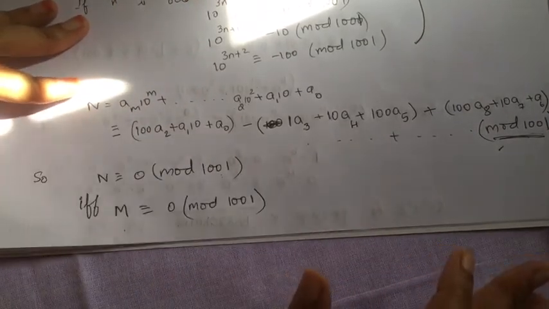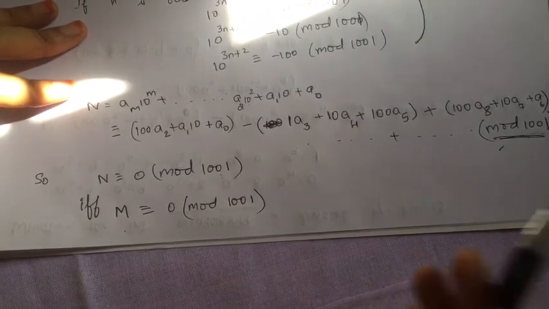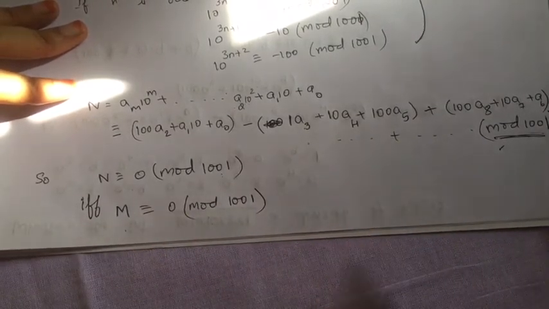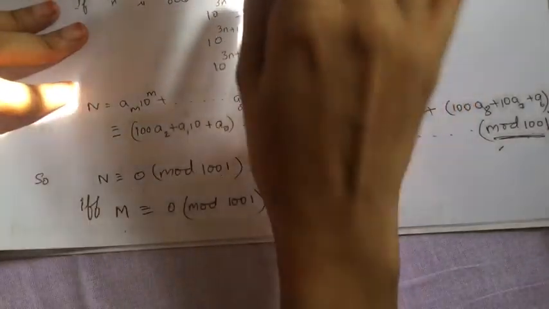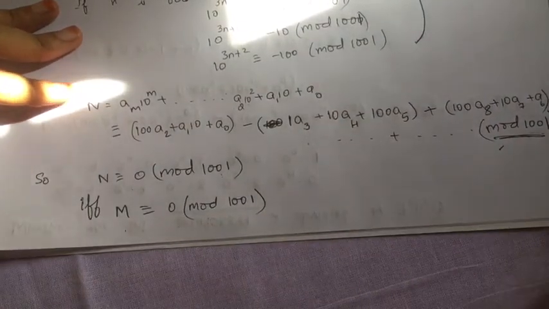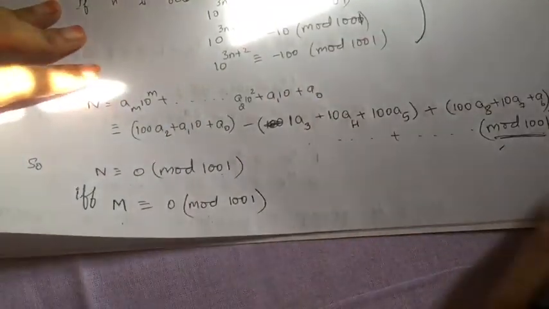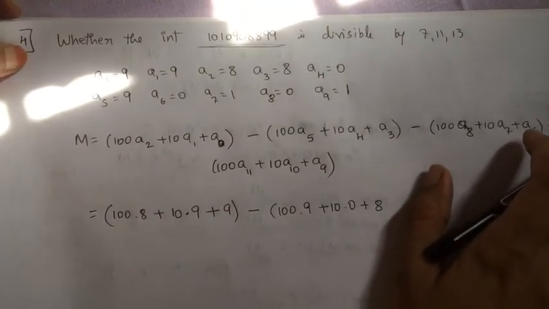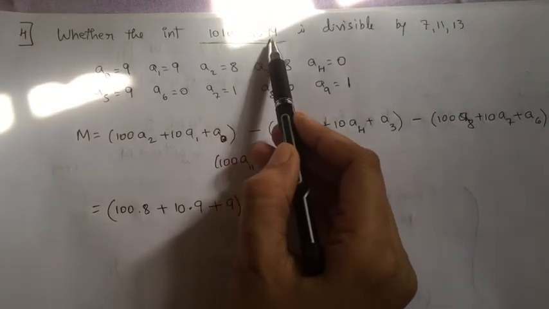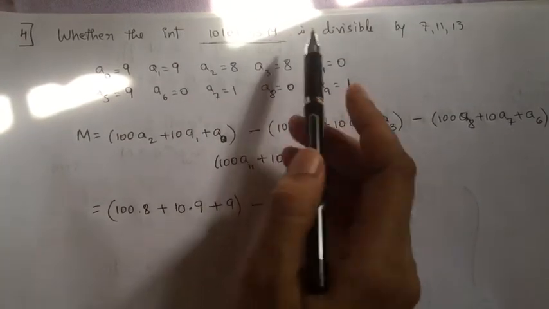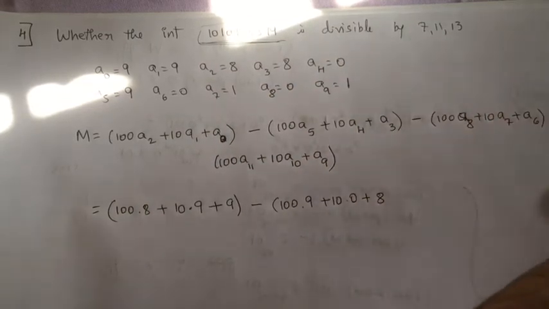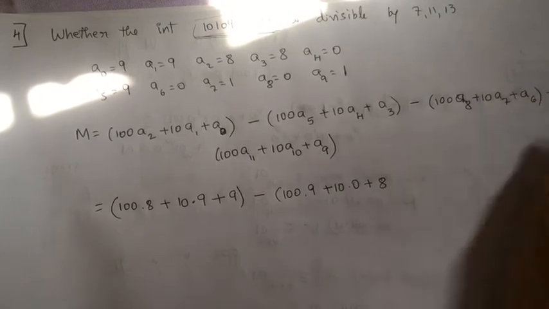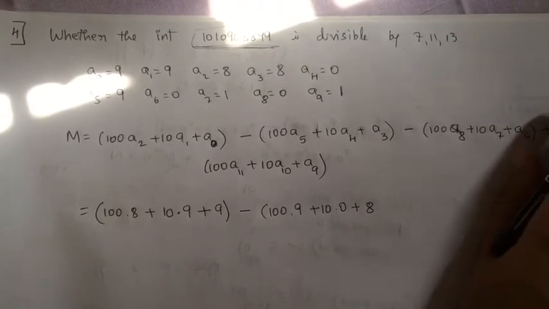All three numbers. Okay, if it is asked only 7, then you can expand the number to the base 8 and you can follow the previous method. Okay, since it is asked 7, 11, 13, you have to go by this way, just by writing m as the expansion. I'll take up the problem. The same number 10 10 90 8 8 99, this number I'm taking, and I have to check whether this is divisible by 7, 11 and 13. Okay, so this is already written in the decimal form only.